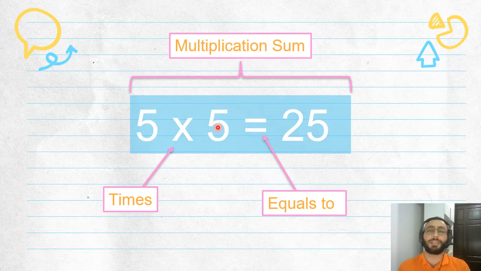Now what does 5 times 5 mean? It means that there are 5 groups of 5. It means we have 5 groups, and in each group there are 5 things. For example, fingers. Okay, one hand, 5. But what if we have 5 hands? 5, 5, 5, 5, 5. So together we have 25 fingers, right?